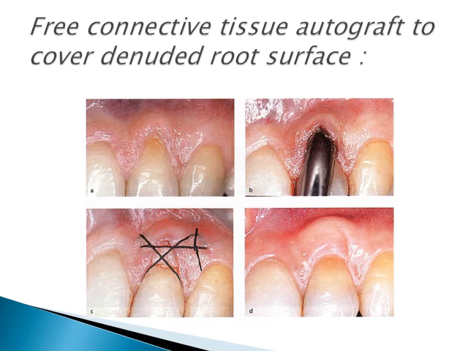Free connective tissue autograft to cover denuded root surface. As we mentioned in the previous slide, in case of recession, we remove all diseased margin of the gingiva around the recession and do scaling and root planing, and then we get a connective tissue graft from the palate, as we mentioned before, and insert the graft under the gingiva and suture, and this is after healing.